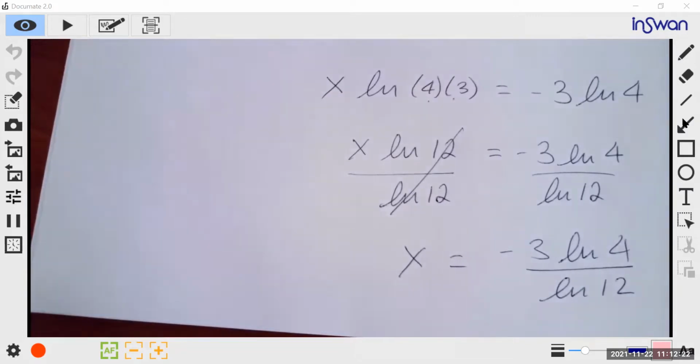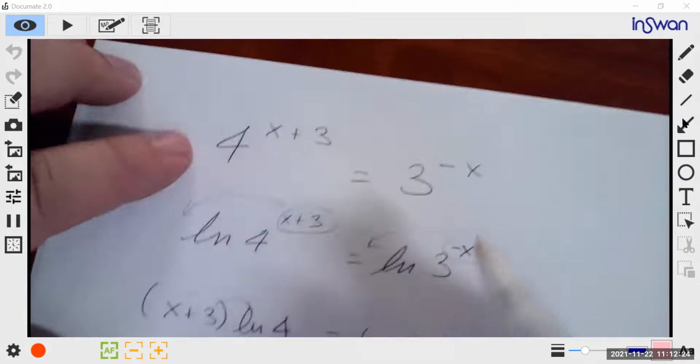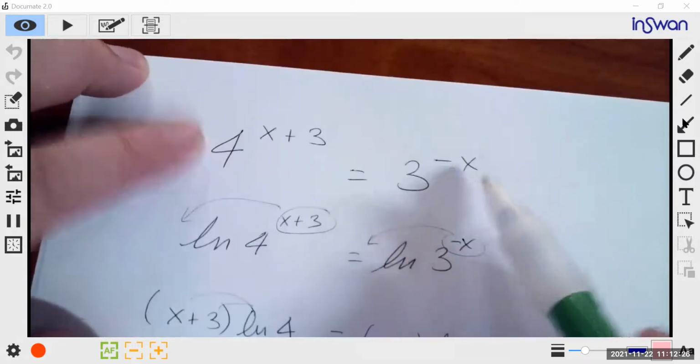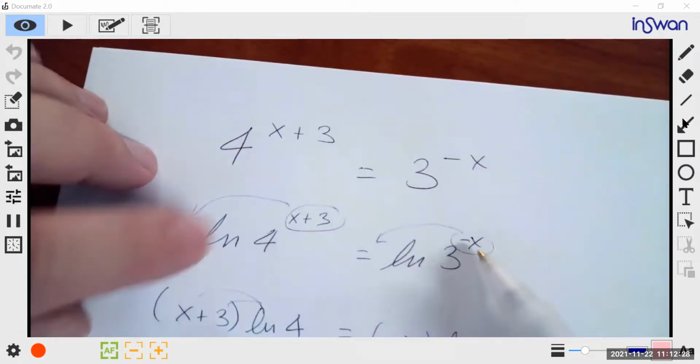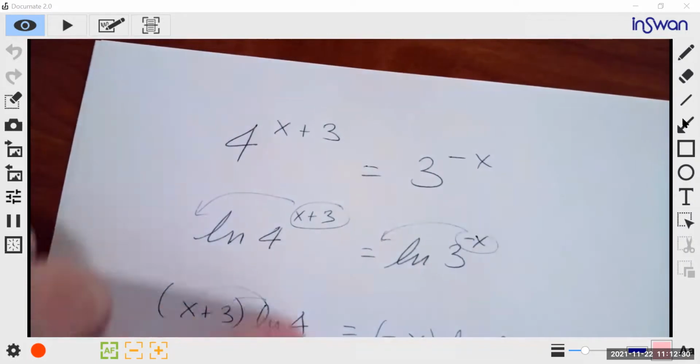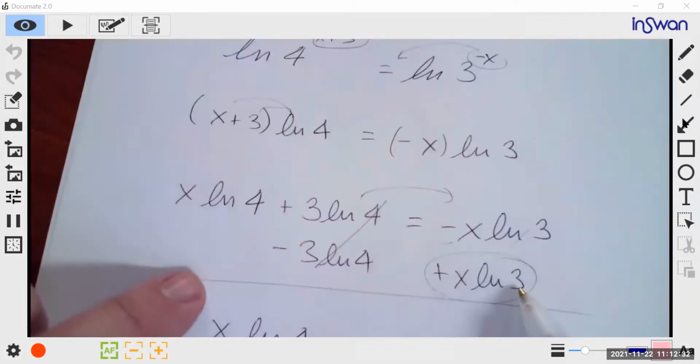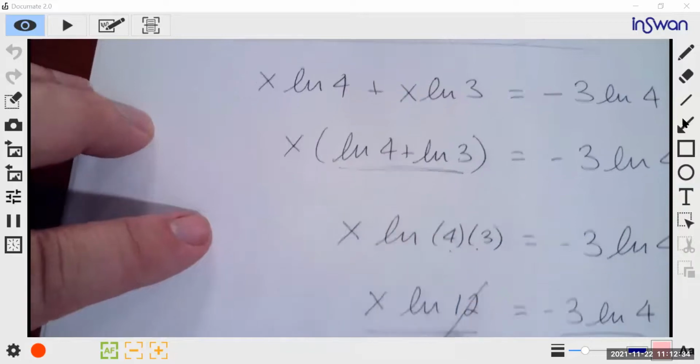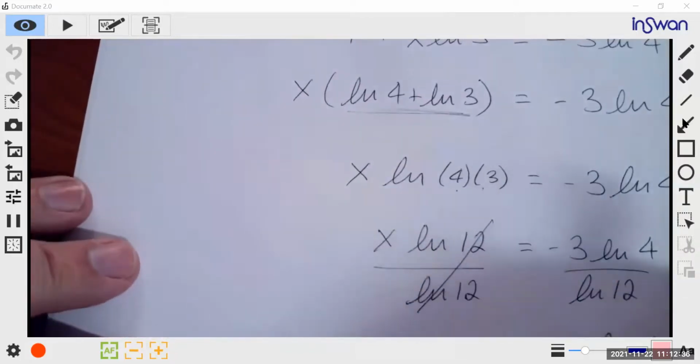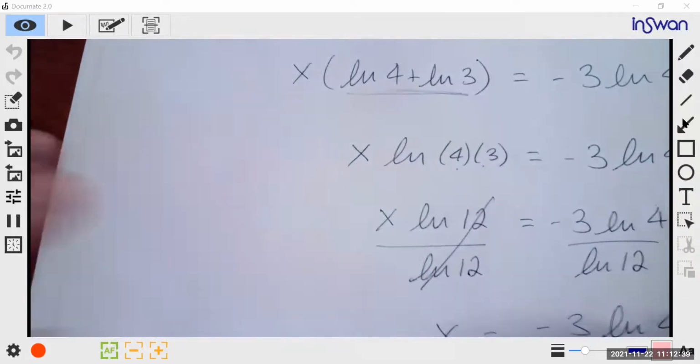A lot of writing, but it's the same principles. Since the x's are the exponents, we have to get rid of them. So I put ln on both sides. They come out in front. Distribute to get rid of the parentheses, move all the x's to one side, and solve for x. Same story we've done forever, but new stuff.